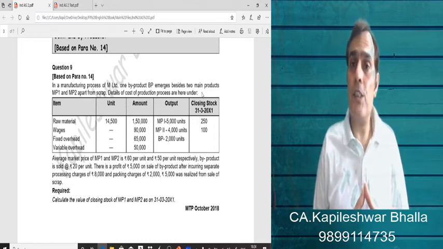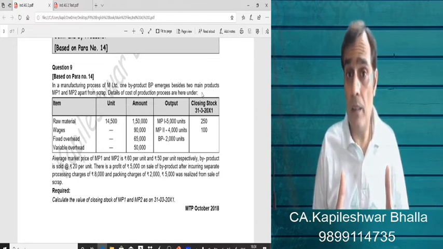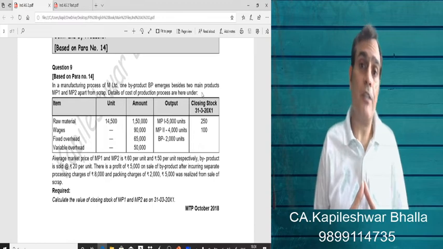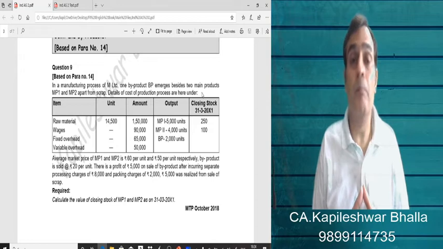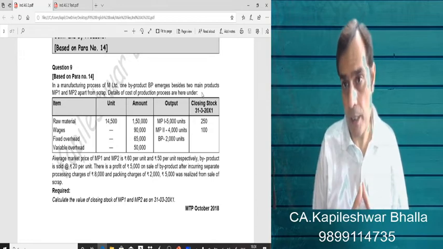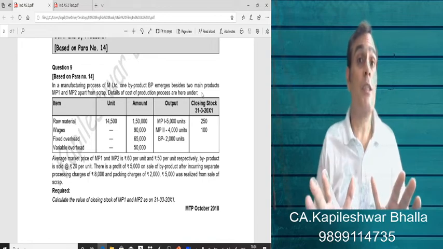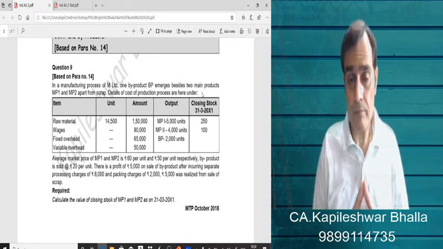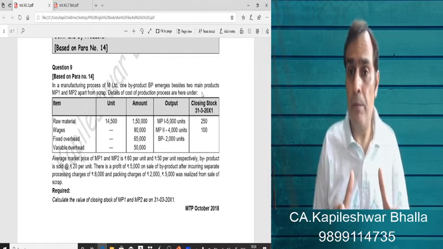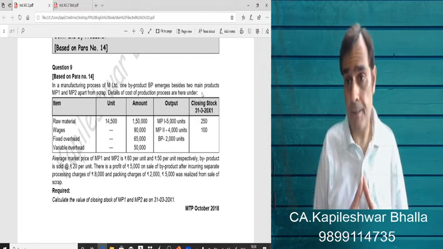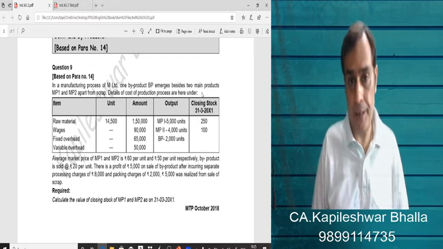Then he gives you the details of the cost of production, in which I am given the material, the wages, the variable and the fixed overheads, and the outputs of MP1, MP2, main products 1 and 2, and the byproduct. We're given the closing stock of the main products, but not any closing stock of the byproduct. In the additional information below, he gives you the market price of MP1 and MP2 on a per unit basis, and says the byproduct is sold at the rate of 20 rupees per unit.